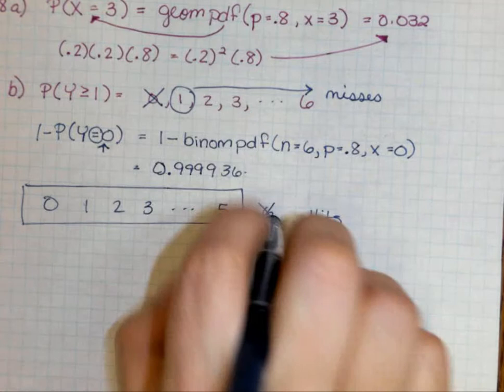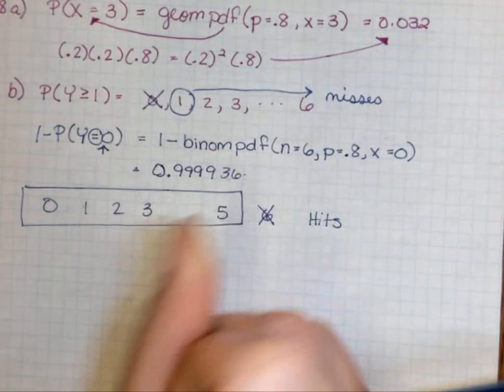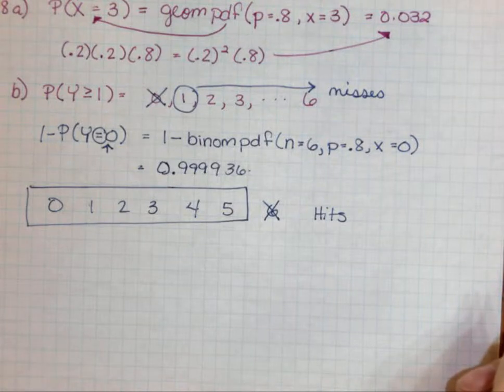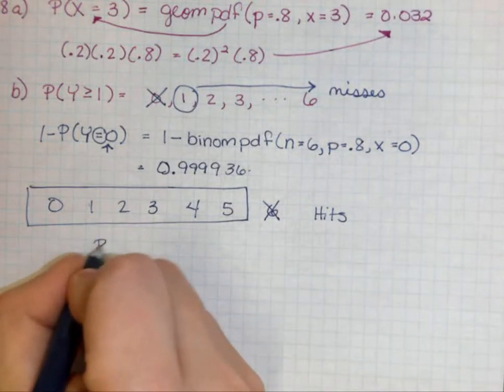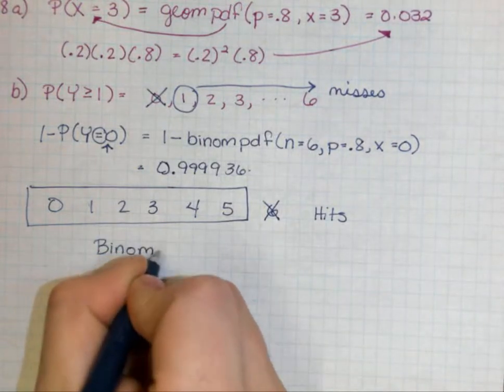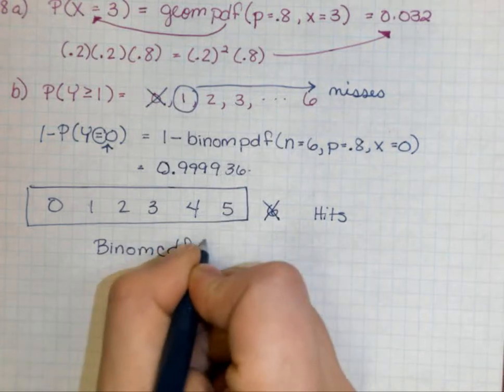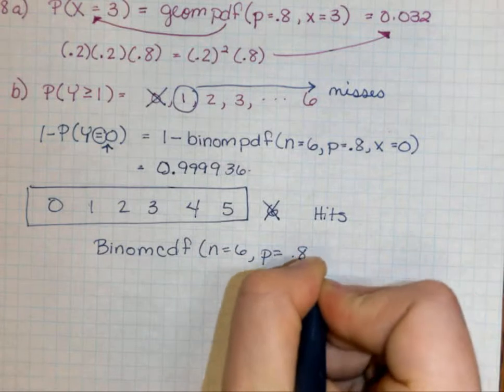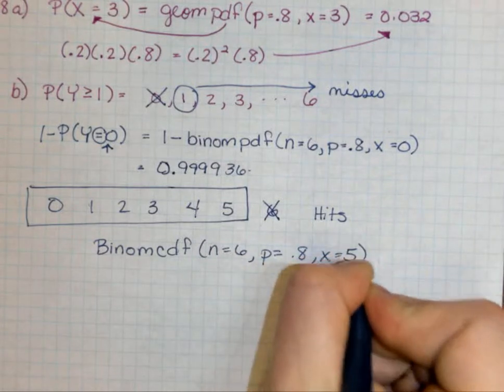I don't know why I didn't just write 4. Shush. Show off. Okay. So then, yes, this would have been binom CDF. Thank you very much. Sorry for the confusion.